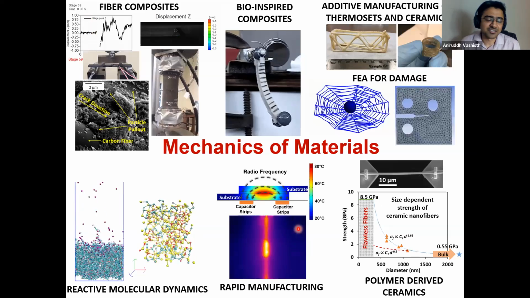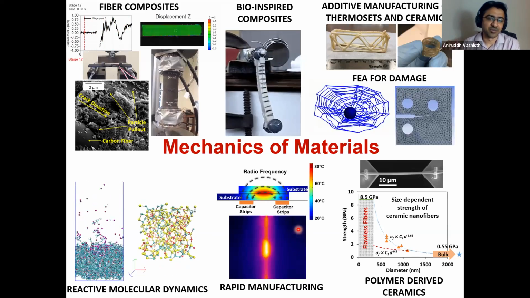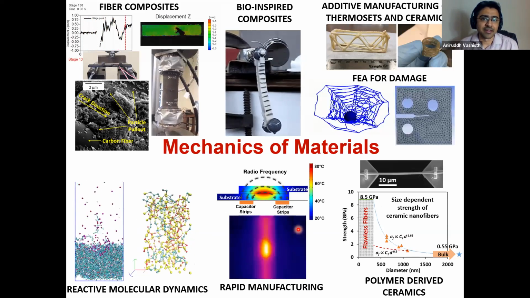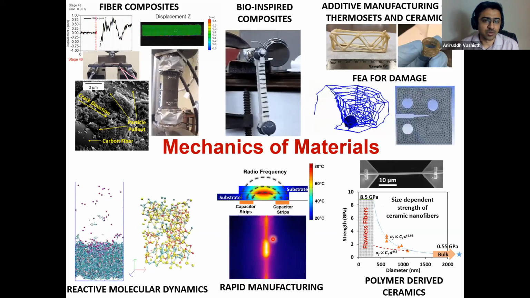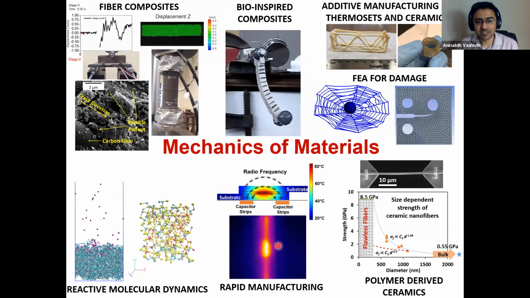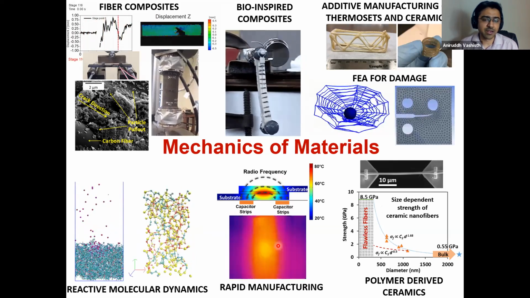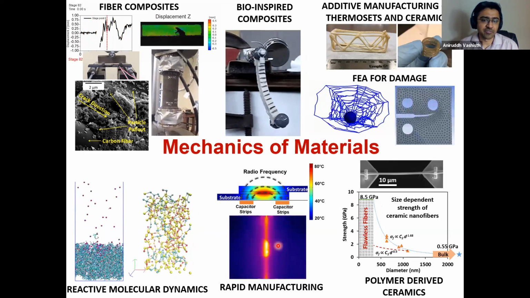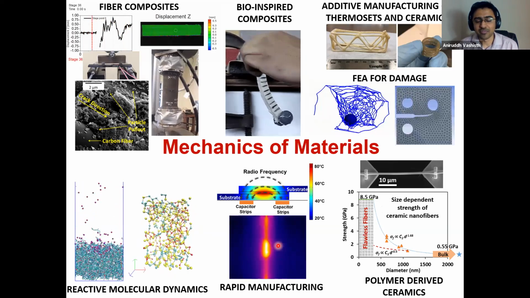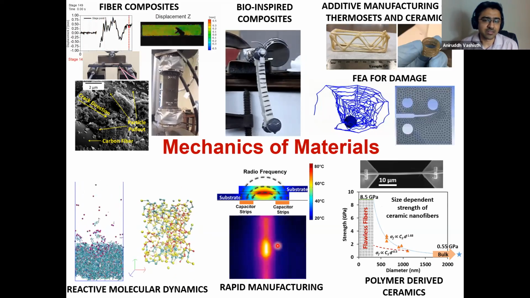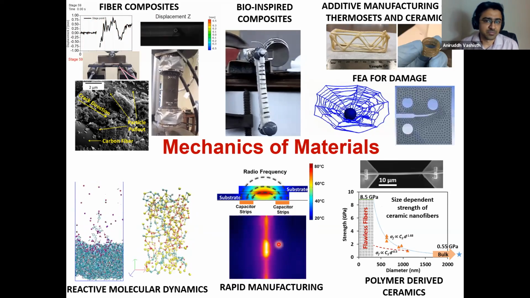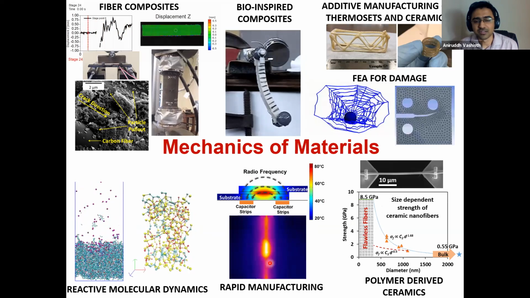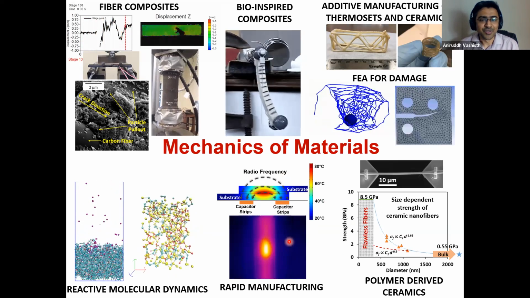And finally, rapid manufacturing. This is the work that I did during my postdoc, and this is what I'll be talking about today. We use radio frequency waves specifically, so in the electromagnetic spectrum, we look at radio frequency waves, and I'll tell you why we are focused on radio frequency waves rather than microwaves, and I'll expand on this area of the research.